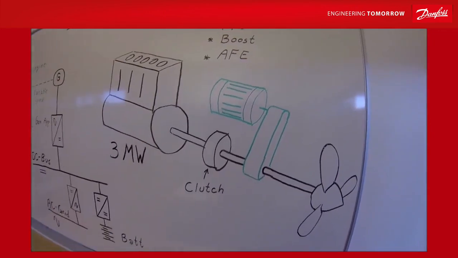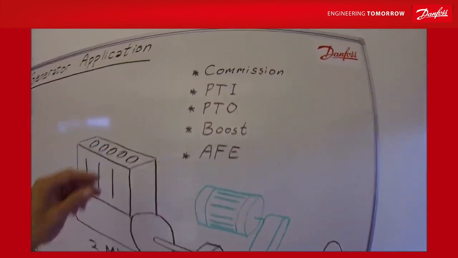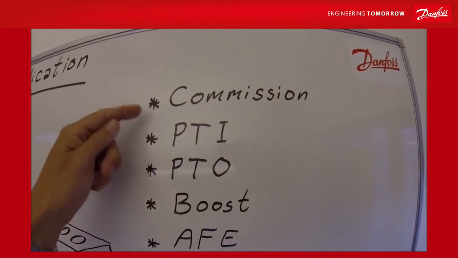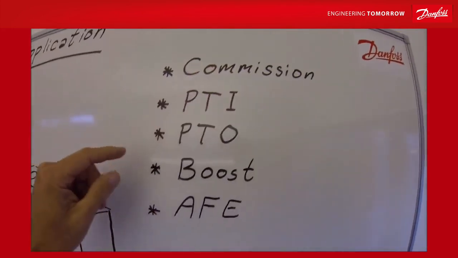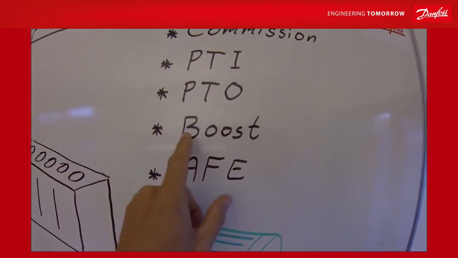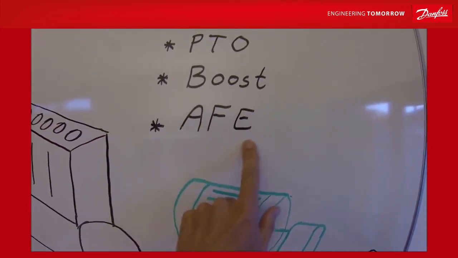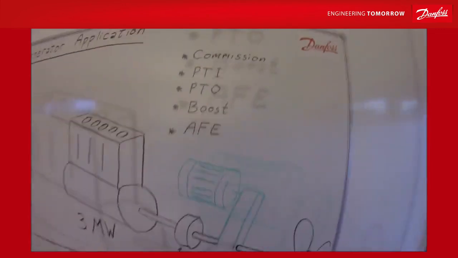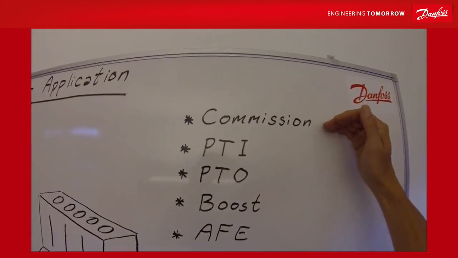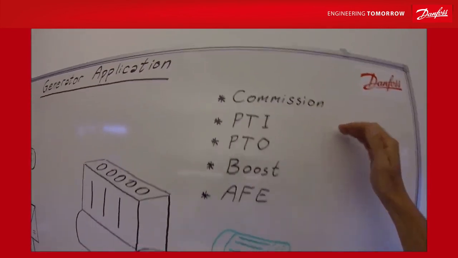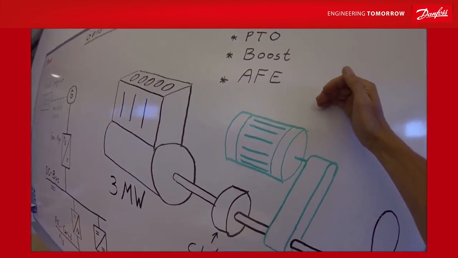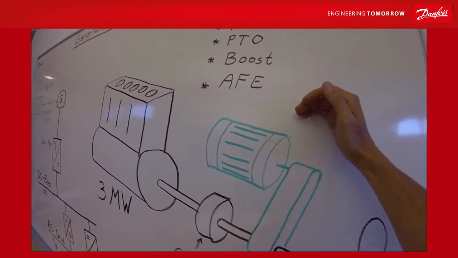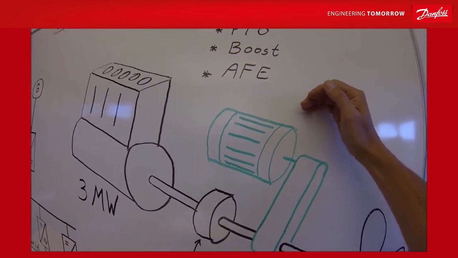Typically for a shaft generator, you can run it in commissioning mode, power take in mode, power take out mode, boost mode, and also the active front-end mode. You need to tune it, and then you go for the commissioning mode. You are then tuning your generator or permanent magnet motor more or less like a motor control system.